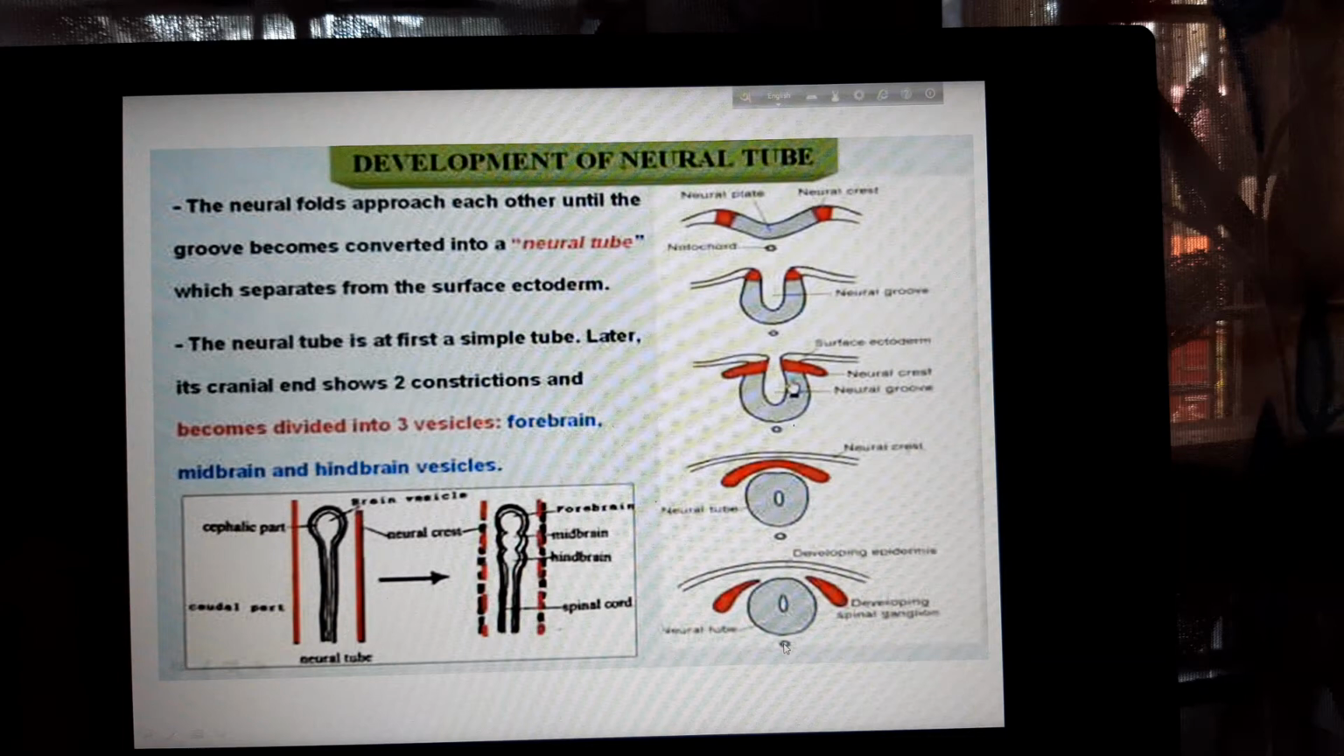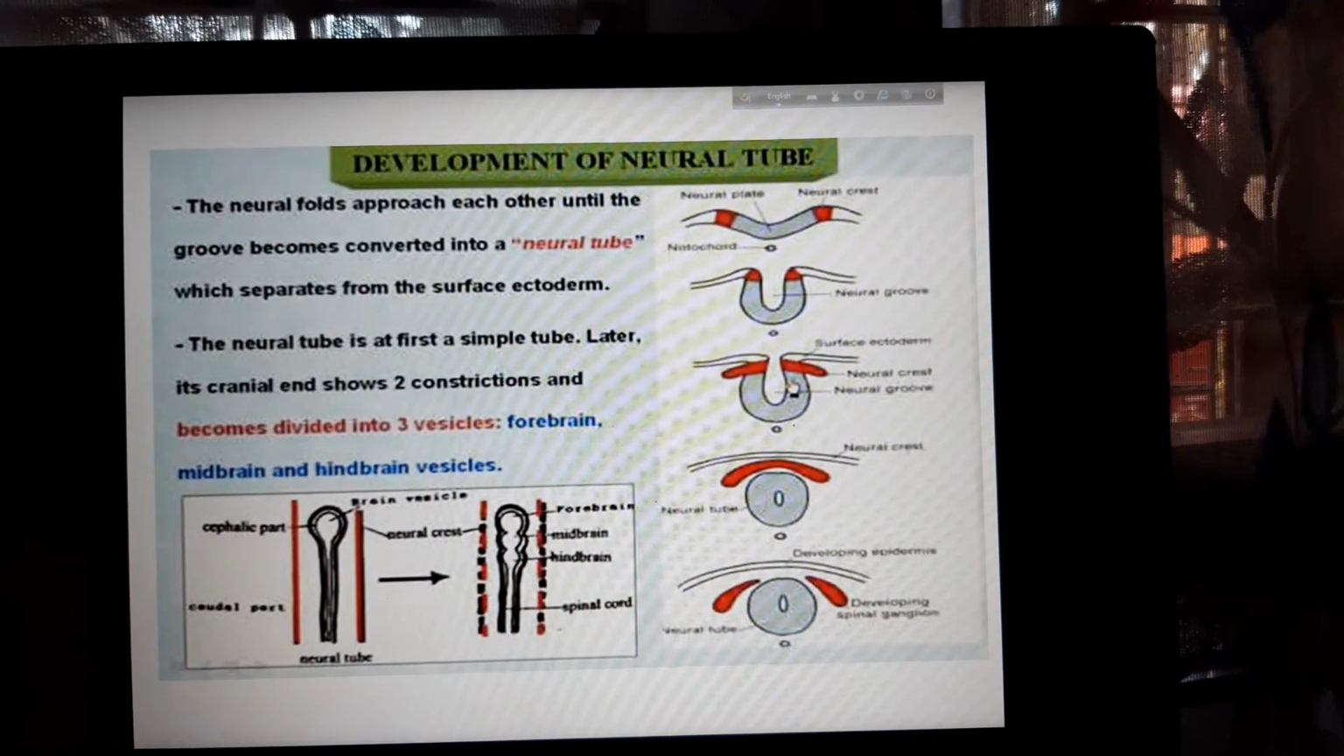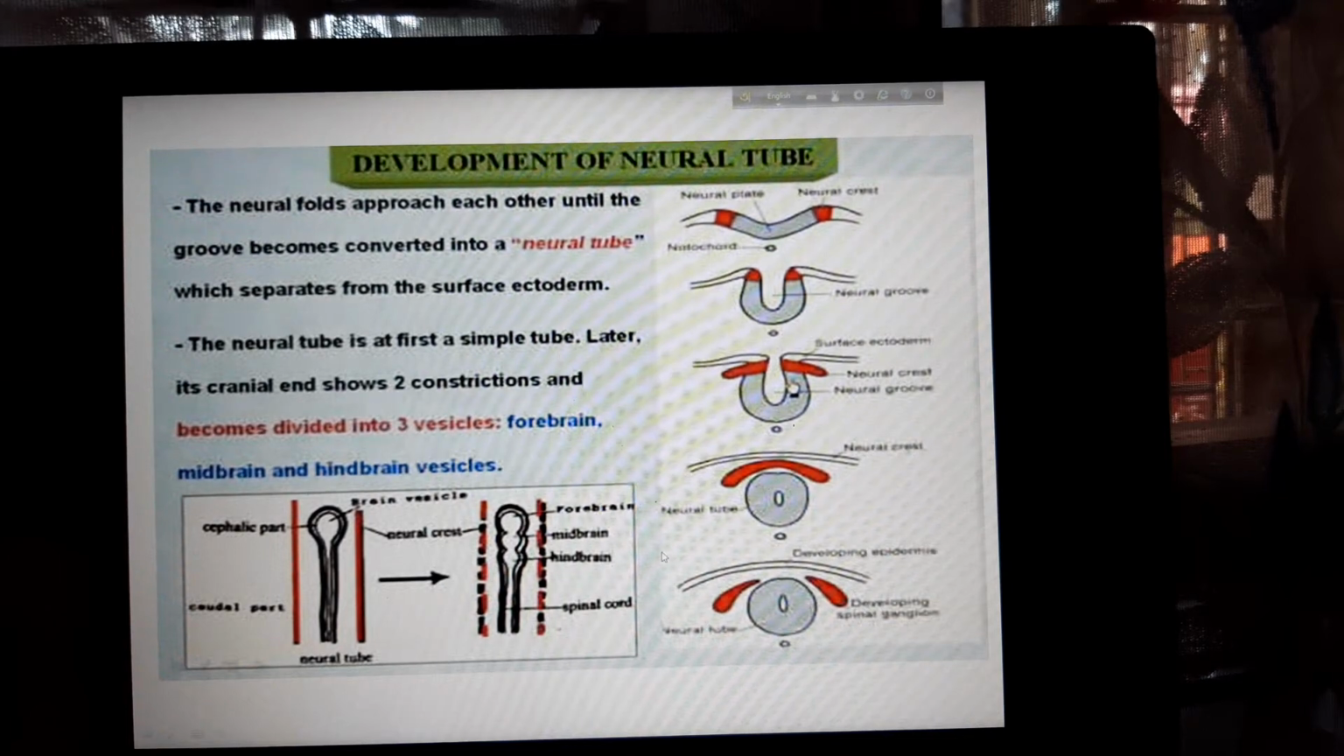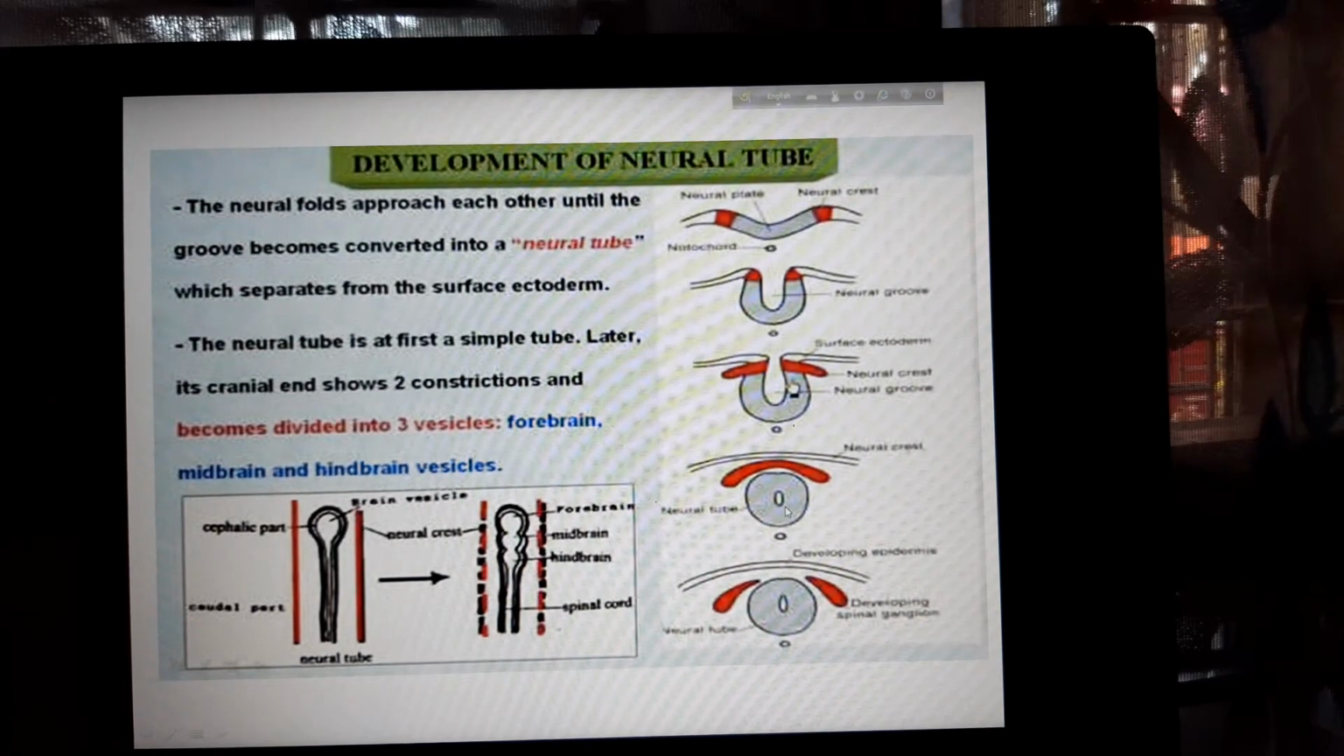Notochord is an embryological structure. Actually, this is the notochord, and this is the embryological structure. The future backbone is developed from it. So the neural tube sinks down to take a position immediately above the notochord.